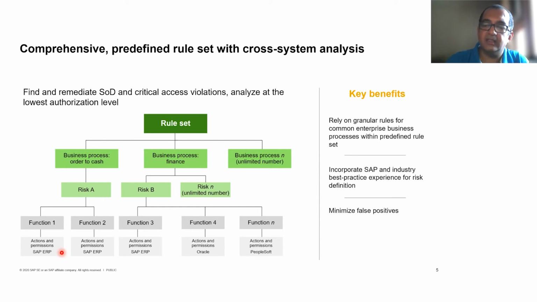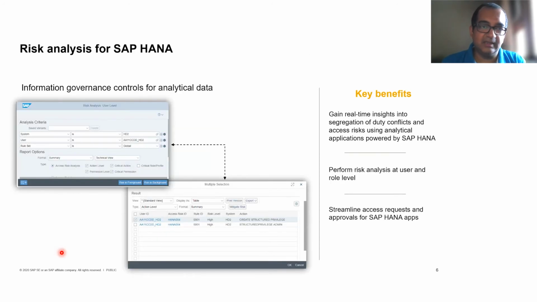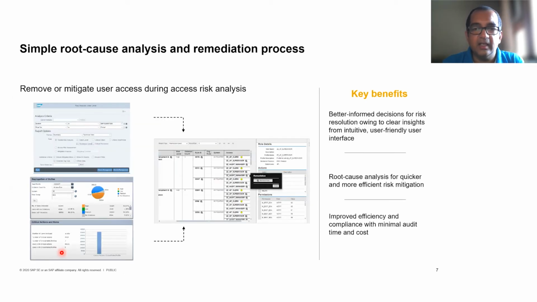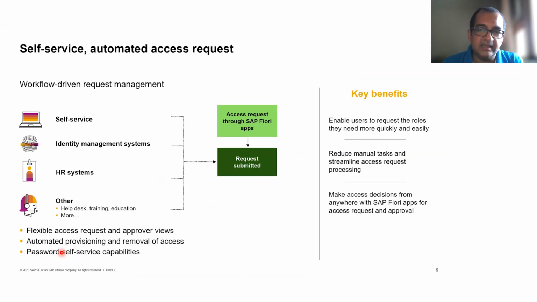So the pre-built rule set is the IP that we give you along with the system. We also do it for the database as well, so for the SAP HANA database, right? For the DBAs as well, there can be certain SOD conflicting authorizations. We cover that as well. We give you the root cause analysis so that you can make the changes as well.